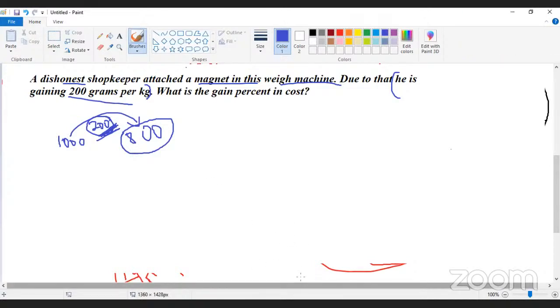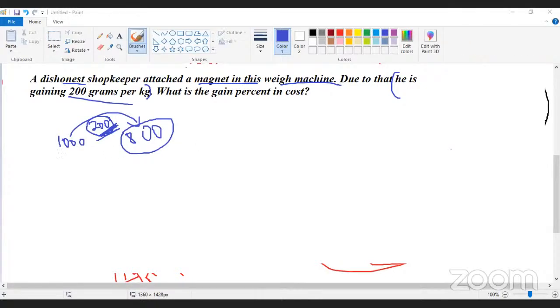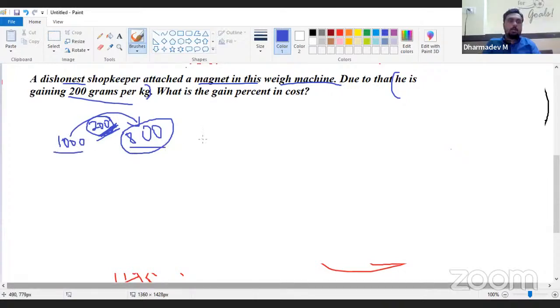Yes, sir. Okay. So out of 1000, I'm taking out 200 grams. It's just 800. Next, the customer is getting in his hands only 800 grams, not 1 kg. So the customer thinks it's 1 kg, but he's getting only 800 grams. Are you clear with that?